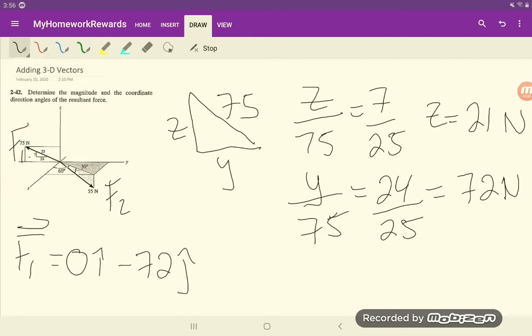Negative 72j. And in the z direction, we have positive 21. So now we've expressed this force, F1, as a Cartesian vector. We know the x, y, and z components.